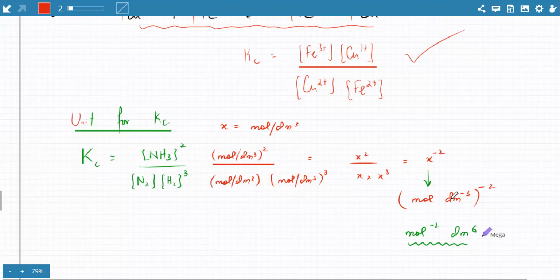What is mole per dm cube? Mole per dm cube is mole divided by dm cube, right? Sanjida, you got this? If you bring dm cube to the top, it becomes minus 3. A lot of times you can write it both ways. It's the same thing.